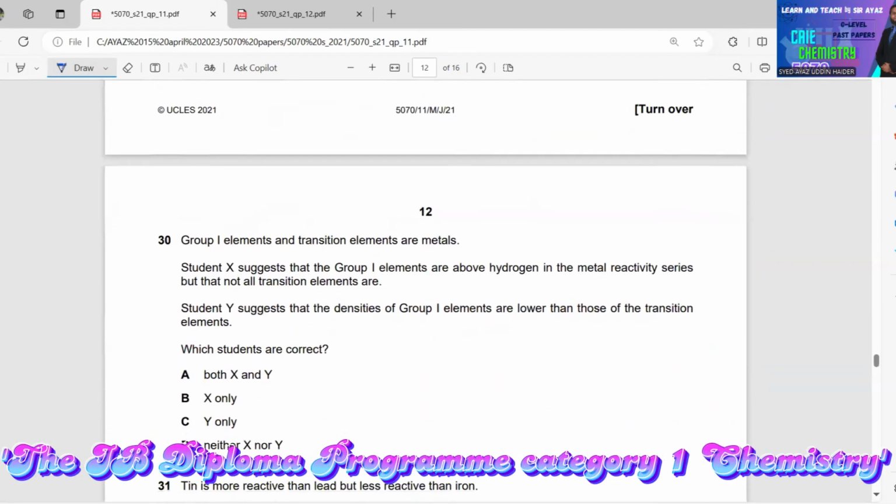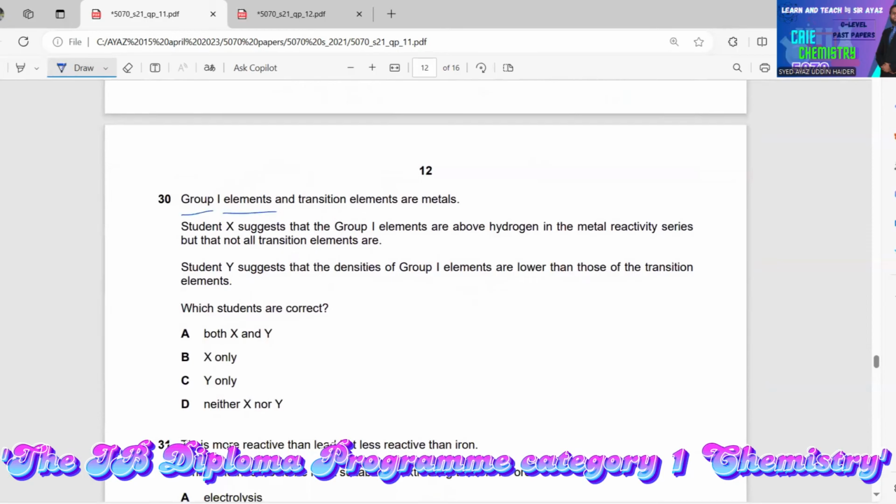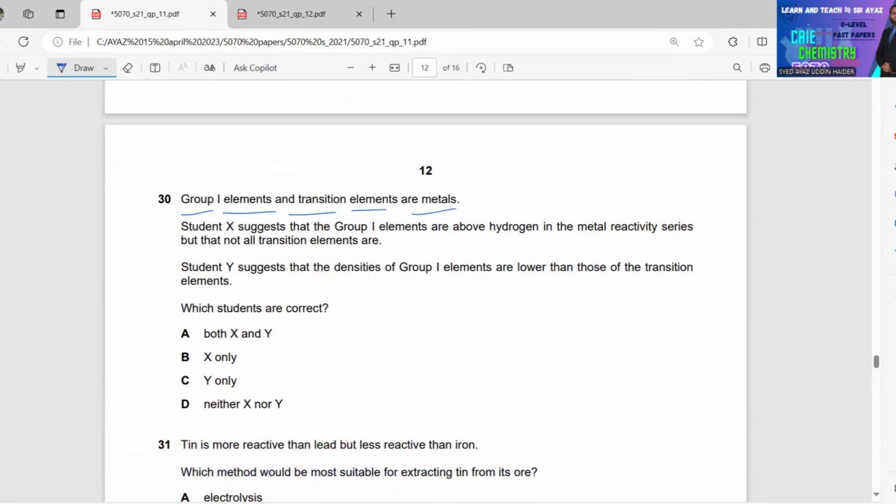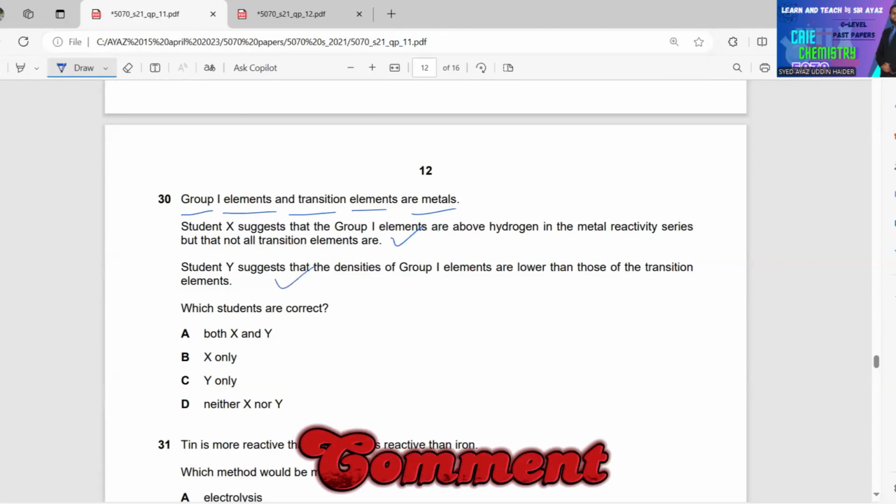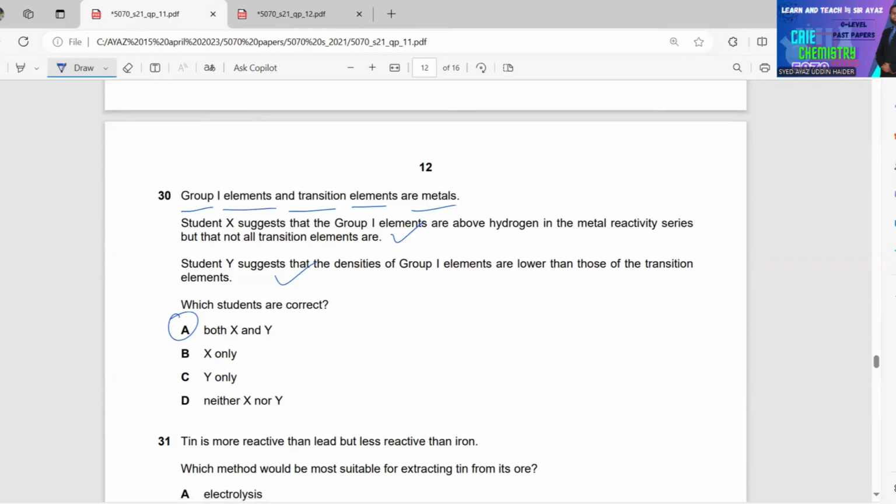30. Group 1 elements and transition elements are metals. Student X suggests that the group 1 elements are above hydrogen in the metal reactivity series, but that not all transition elements are. Student Y suggests that the densities of group 1 elements are lower than those of the transition elements. Which students are correct? Both of these statements are correct. So A must be the right answer for number 30.